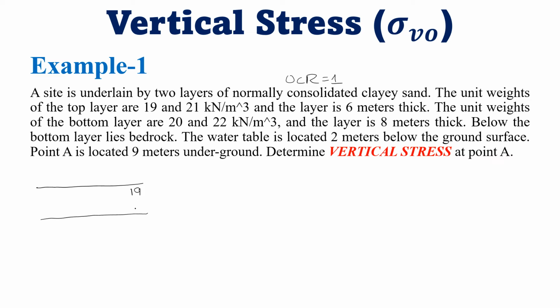So one unit weight is 19 and the other is 21 kilonewton per meter cube. So what is this? Basically, he is giving two unit weights. The first one is the dry unit weight and the second one is the saturated unit weight. So for layer 1, this is clay sand.